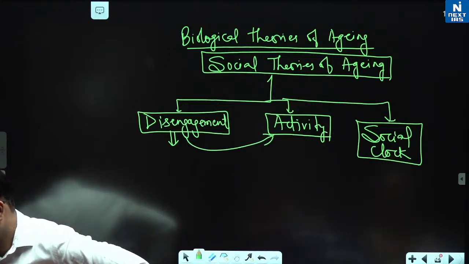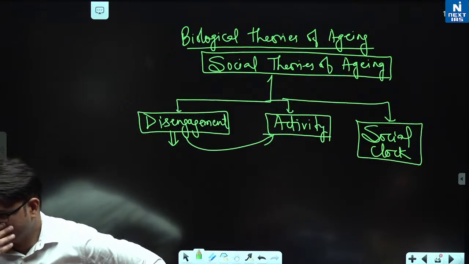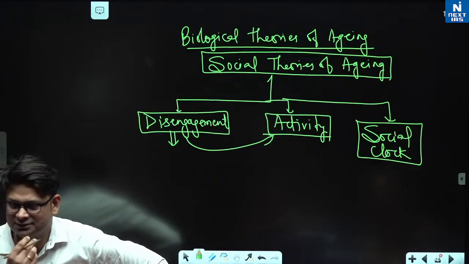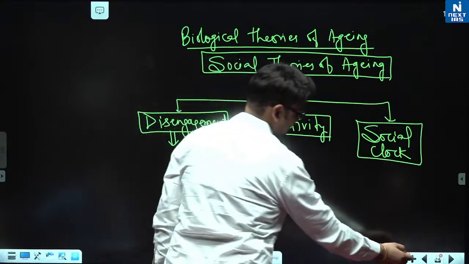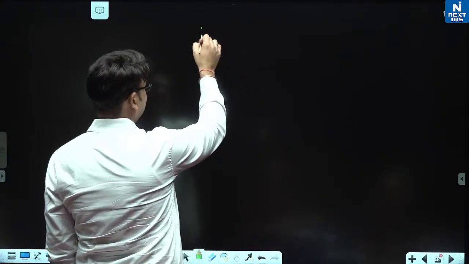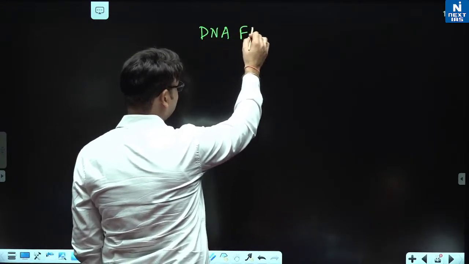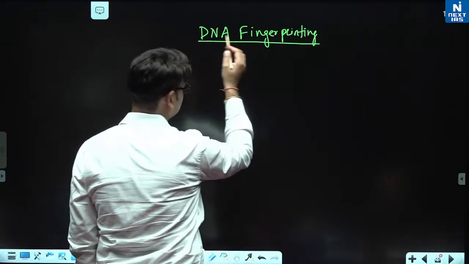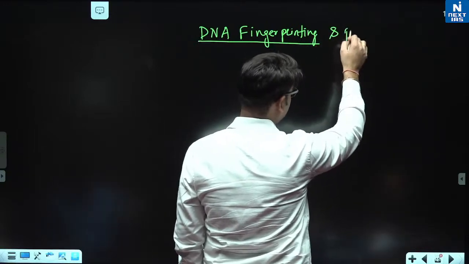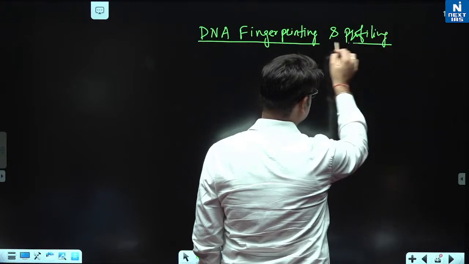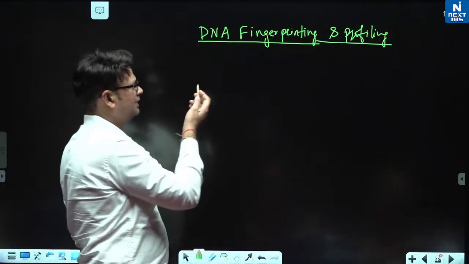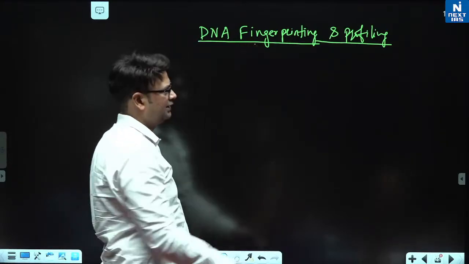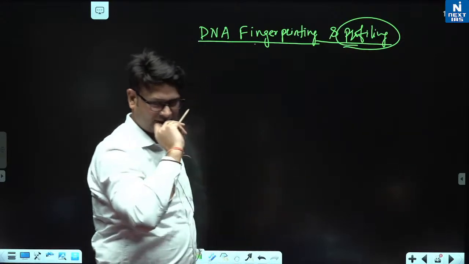Now we have applications like DNA fingerprinting, DNA profiling. So fingerprinting and profiling, sometimes we can say it is for profiling the DNA.